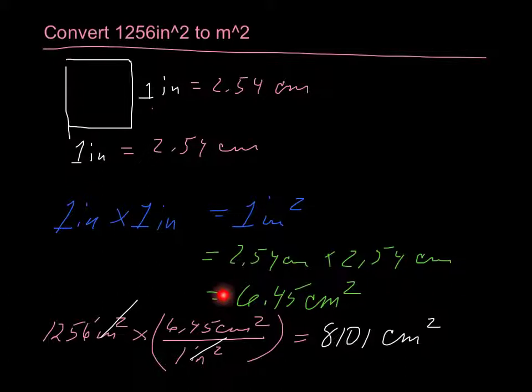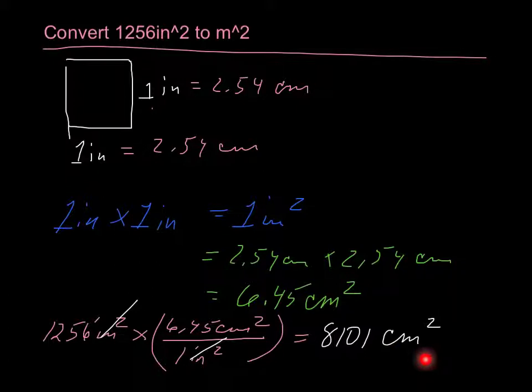All right, so now I've got 6.45 centimeters squared per square inch. I'm starting with 1,256 square inches, so I multiply by 1, which is 6.45 centimeters squared divided by 1 inch squared. The inches squared cancel. When you do this math, you get 8,101 centimeters squared. We're almost there, right? Now we're in metric units, so things are going to get easier, right?